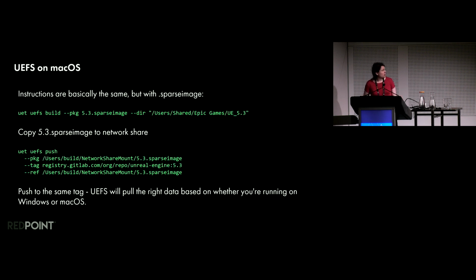macOS is pretty much the same. We build a package, this time it's a sparse image, again, with the path to where Unreal Engine is installed. We copy the sparse image and the digest file to the network share, and then we use UEFS push to push that reference up to the container registry. You will notice that the tag is exactly the same, and this is because UEFS will actually pull either the VHD or the sparse image, depending on what platform it's running on. So you can use exactly the same container tag for the build, and regardless of where your build jobs run, it'll know how to get the engine on both Mac and Windows.